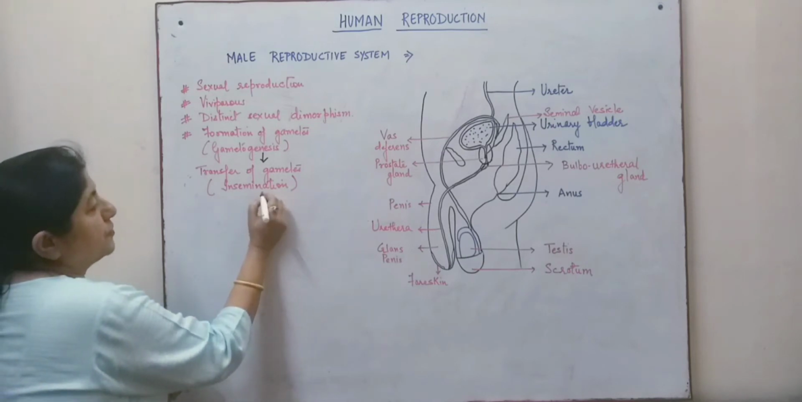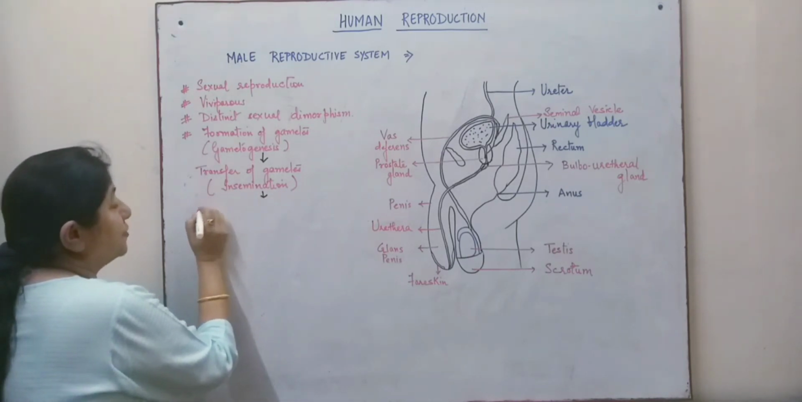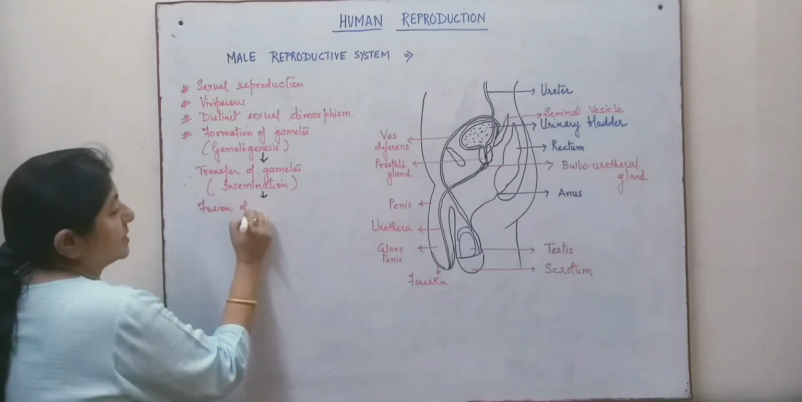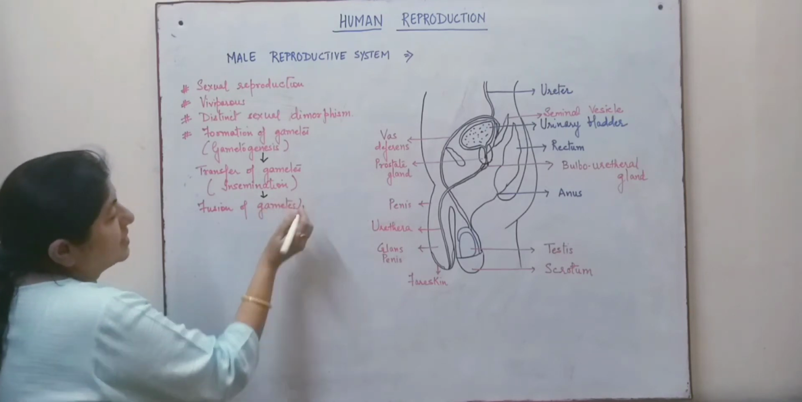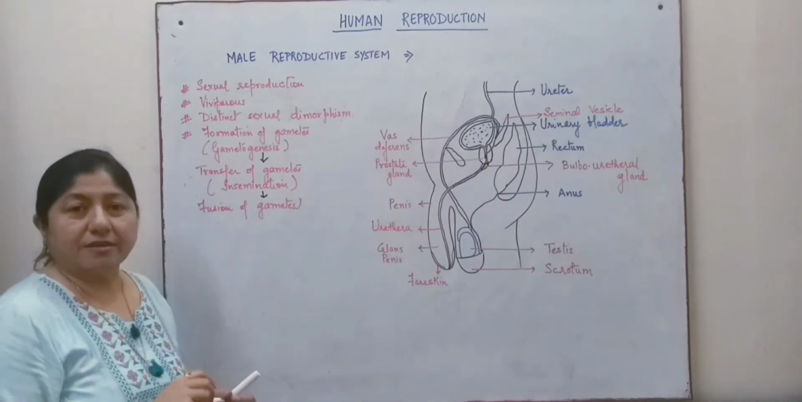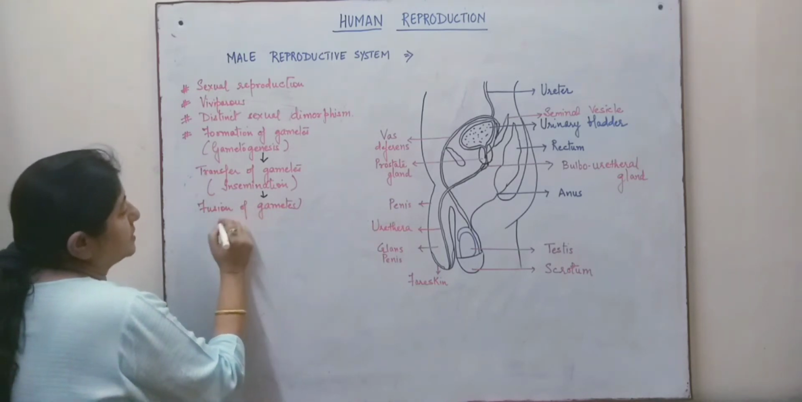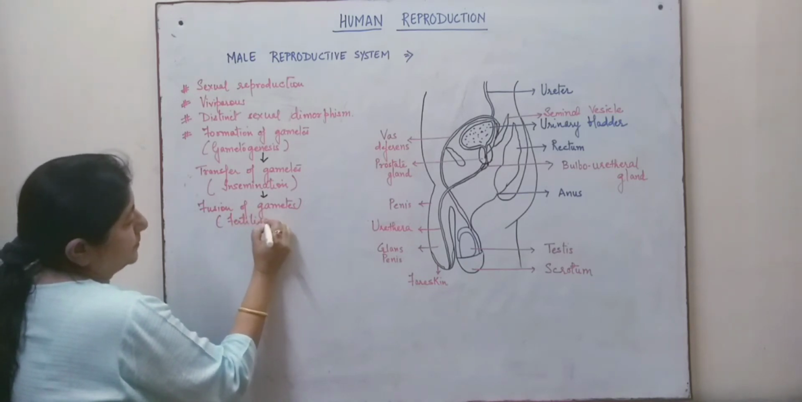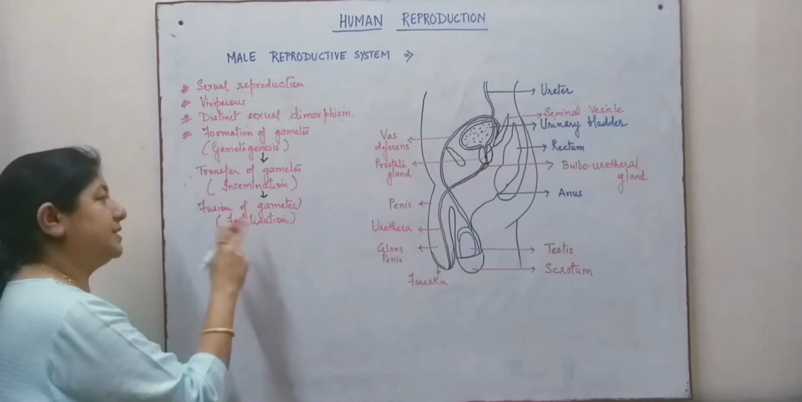After the process of insemination, that is the transfer of the gametes, the fertilization happens, that is the fusion of gametes. So the gametes, when they meet, they fuse. These gametes are haploid structures. So this process of the fusion of gametes is known as fertilization.